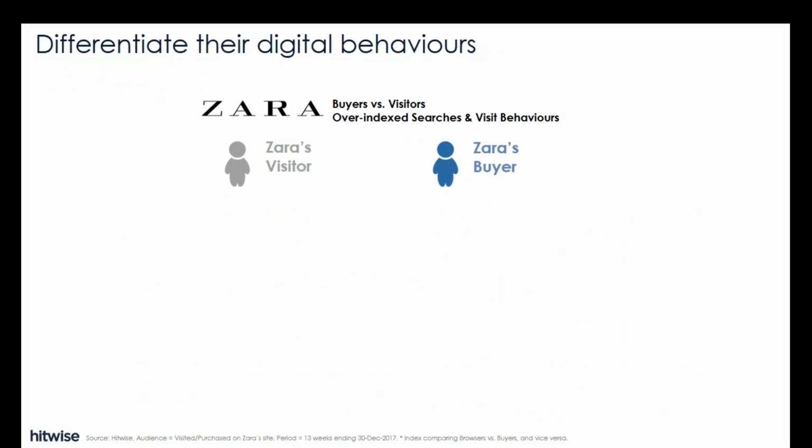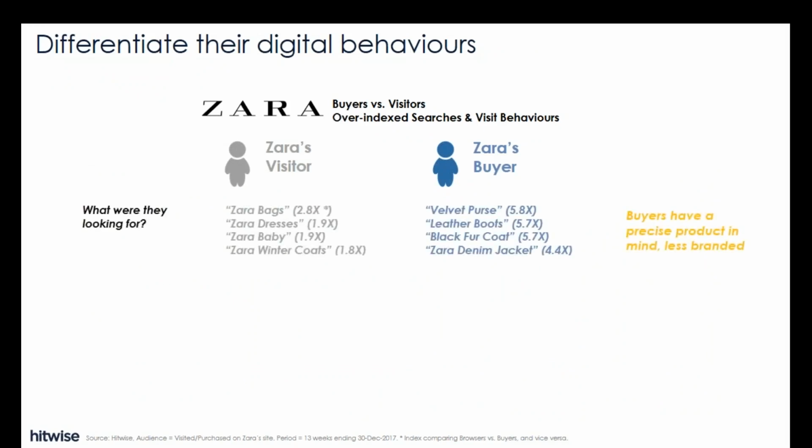Our visitors, in terms of searches going into Zara, these were more general. For instance, a visitor was 2.8 times more likely to search for Zara bags than our Zara buyer, whereas our Zara buyer had more precise products in mind, more of which were less branded. For instance, searching for velvet purses and leather boots at over 5 times more likely than my standard Zara visitor.